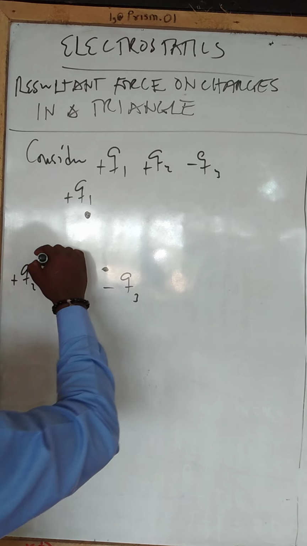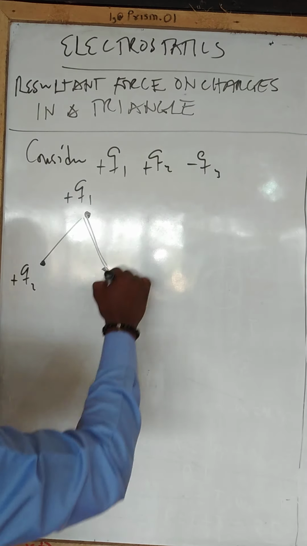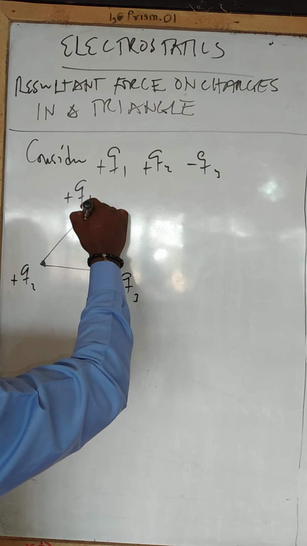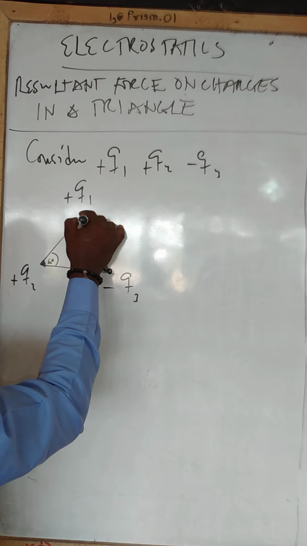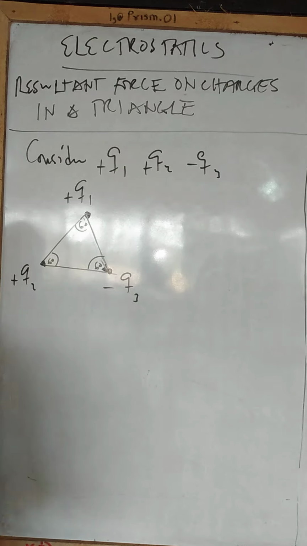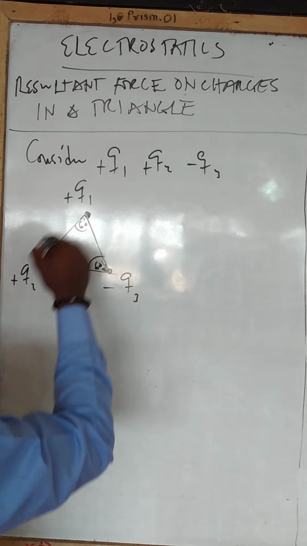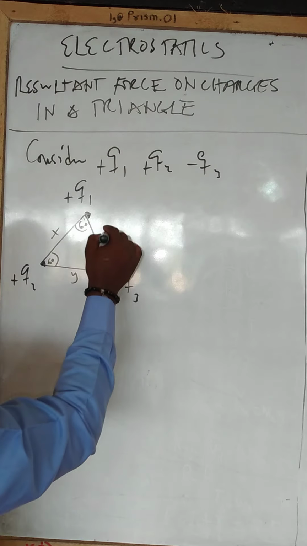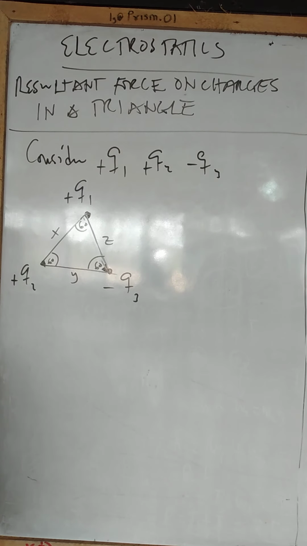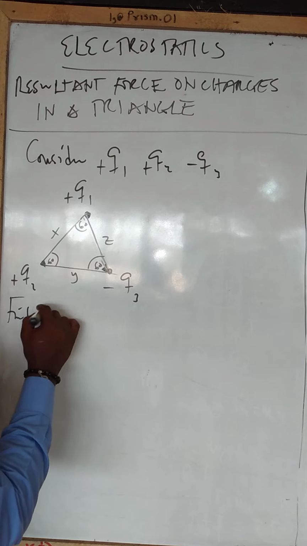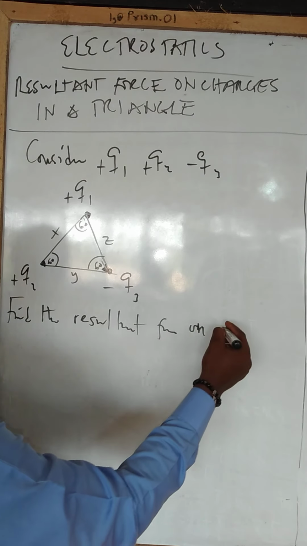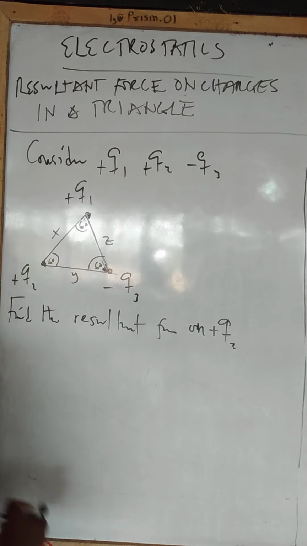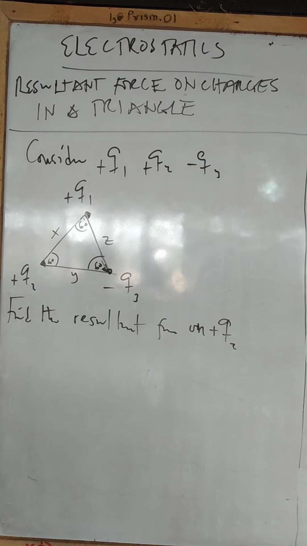Okay, good. Now these charges are arranged to form a triangle. Now let's make it clear here that the angle between them here is 60 degrees. This is also 60 degrees. Good. And the distance between this and this, let me call this x, let me call this y, let me call this distance z. Okay, good. Now we want to find the resultant force on the charge Q2.